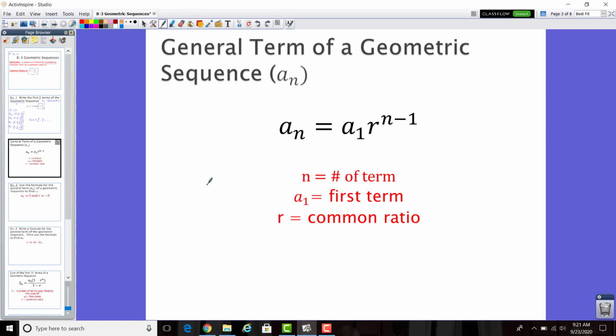Now, just like arithmetic sequences, there are formulas that will allow us to find the a sub n, which again, remember, means our general term. Another name for that would be the nth term formula. An a sub n formula will also allow us to find the value of any given term.